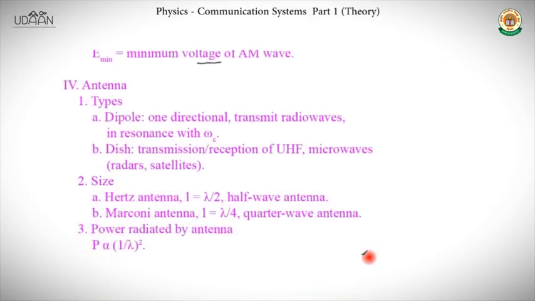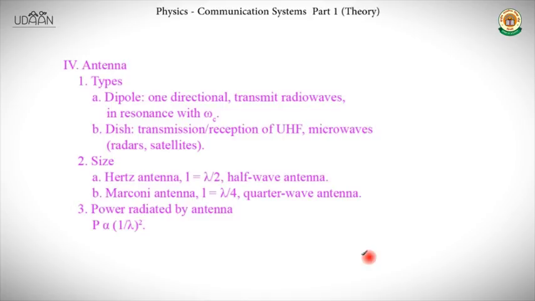So next we move on to antenna and their types and properties. So first let's see the types. One is the dipole and another is the dish. So dipole antenna, as you might already know, is like one directional, and they transmit radio waves in resonance with omega c, that is in resonance with the carrier frequency of the carrier wave.